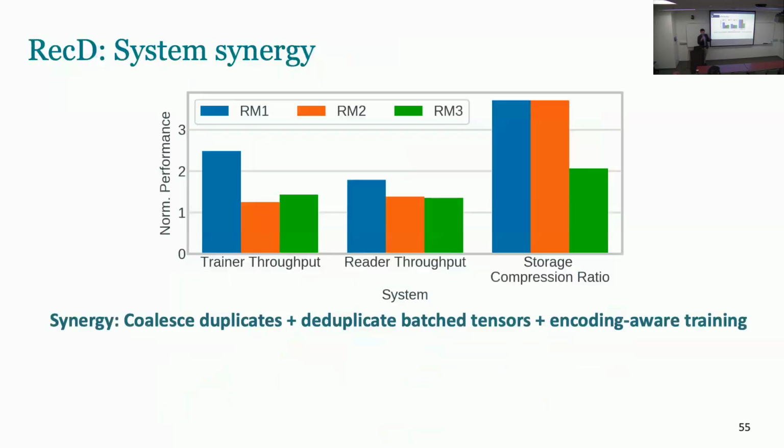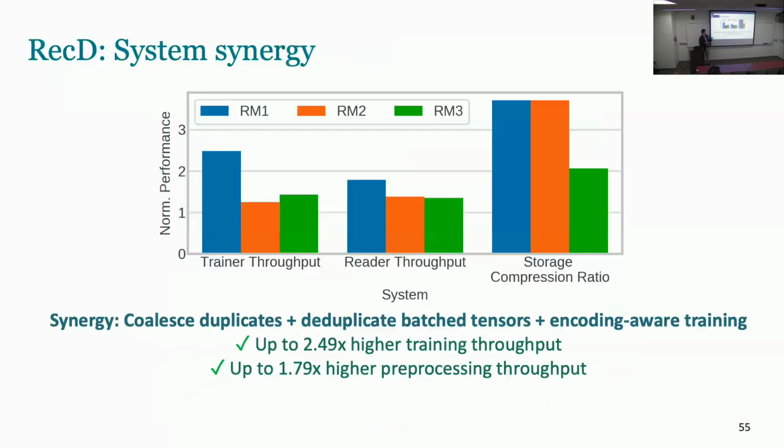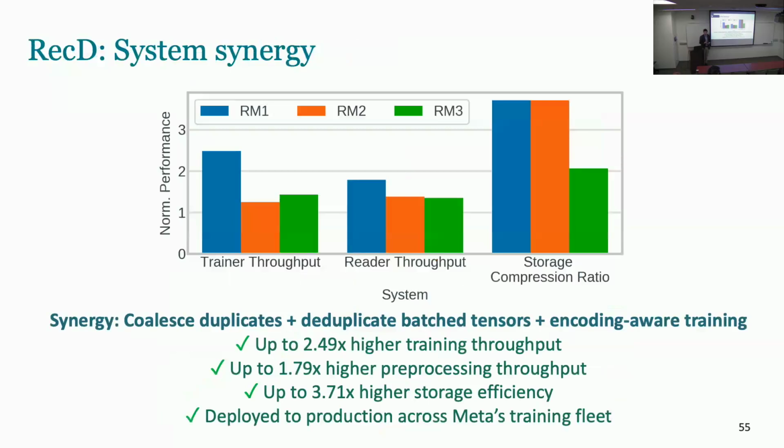So all of this combined together is applying this idea of synergy, where by having these techniques work together, we're able to improve training throughput by 2.5 times, pre-processing throughput by up to 1.8 times, and storage efficiency by 3.7 times. And again, like with the ISCA work, all of these techniques are deployed in Meta's production fleets.